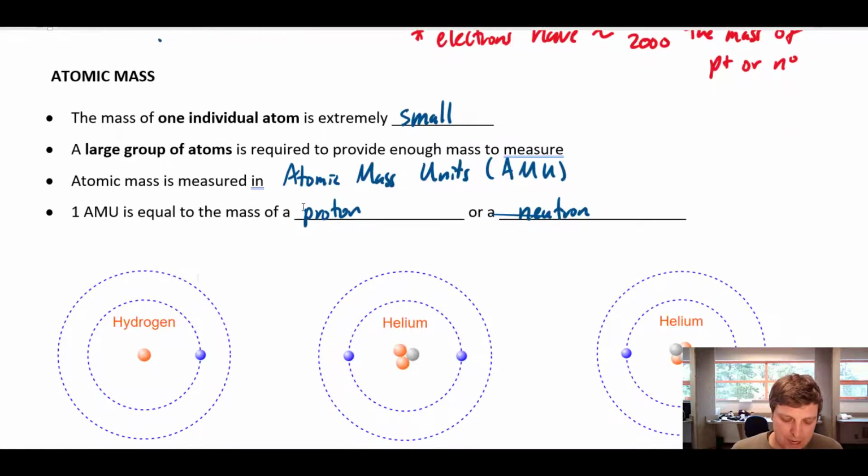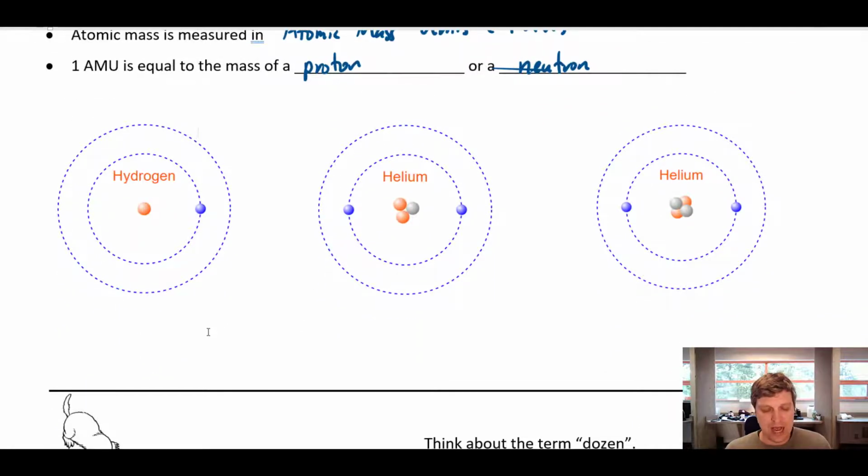So just as a quick example here, I've got 3 different atoms. I've got hydrogen, then I've got a couple of heliums. Well, this hydrogen, it has 1 proton located in its nucleus. So this would have a mass of 1 AMU. The electron spinning around the outside doesn't really affect things. This second atom, this helium, has 2 protons, and remember, 2 protons means it's helium.